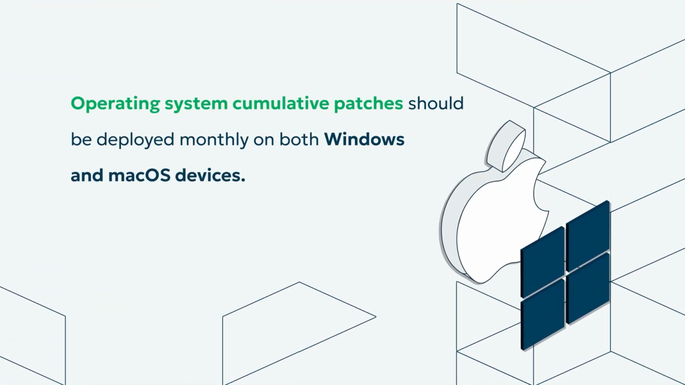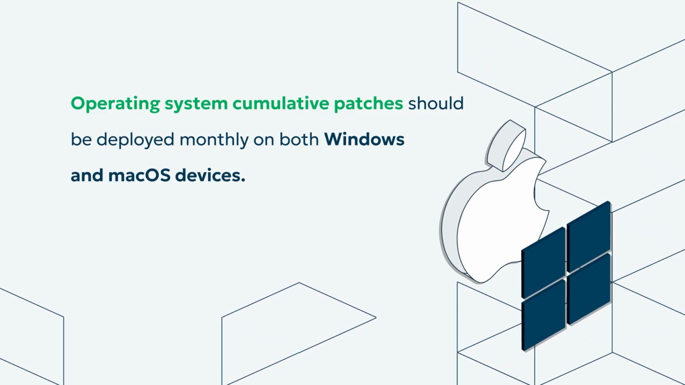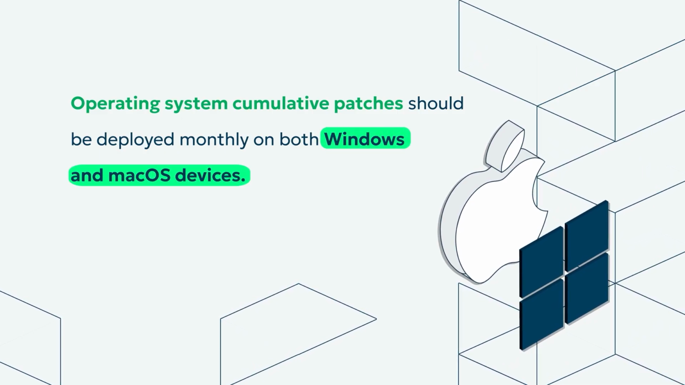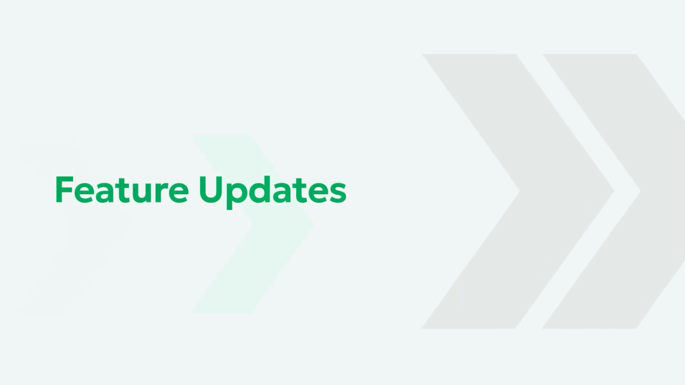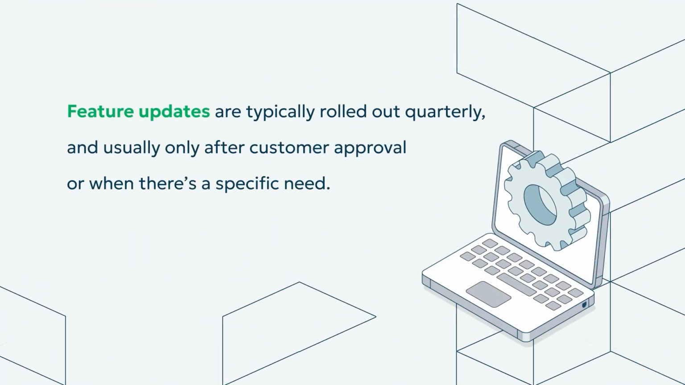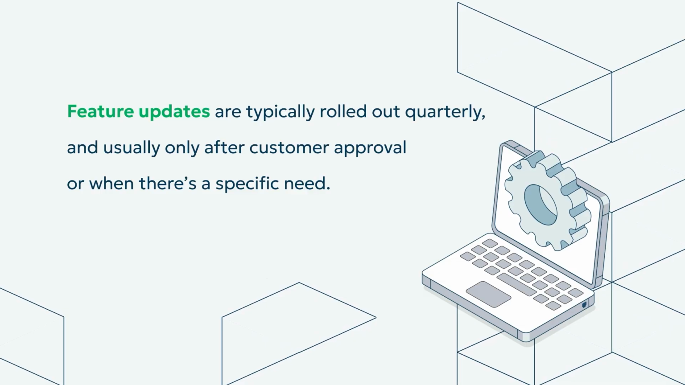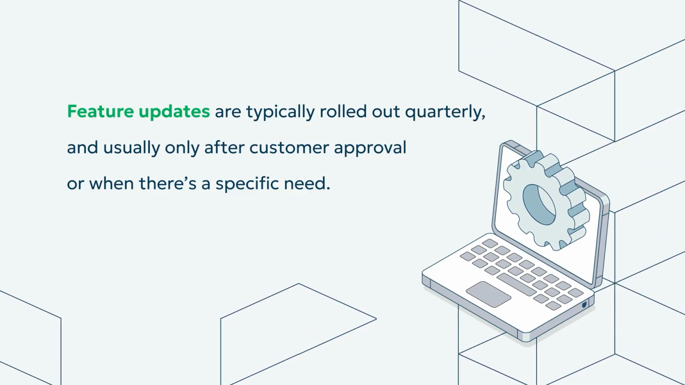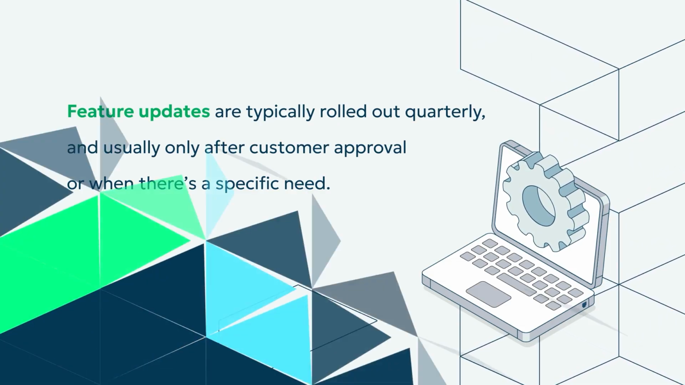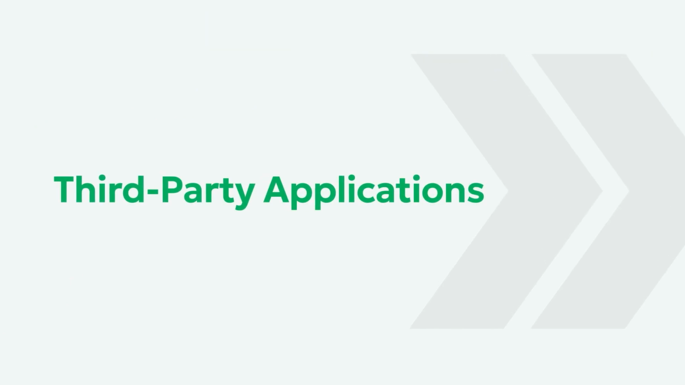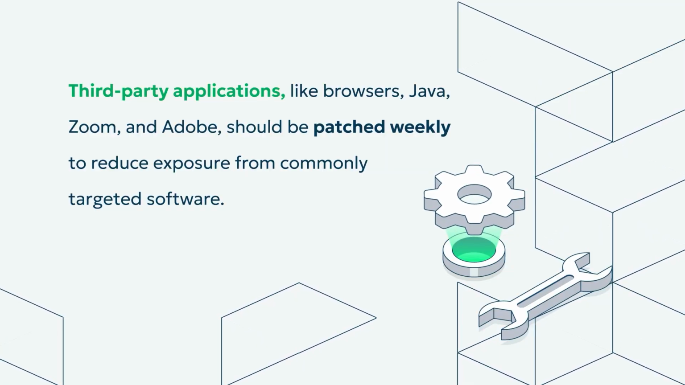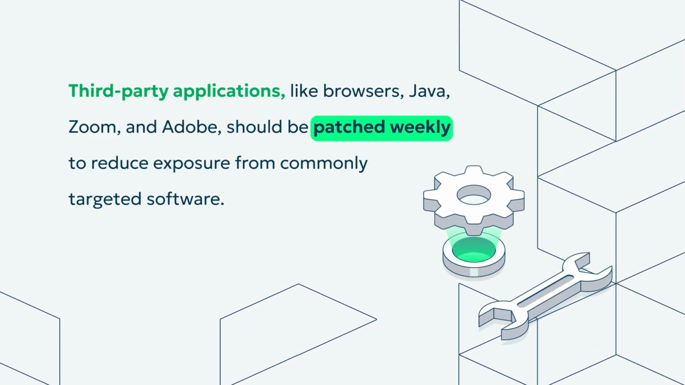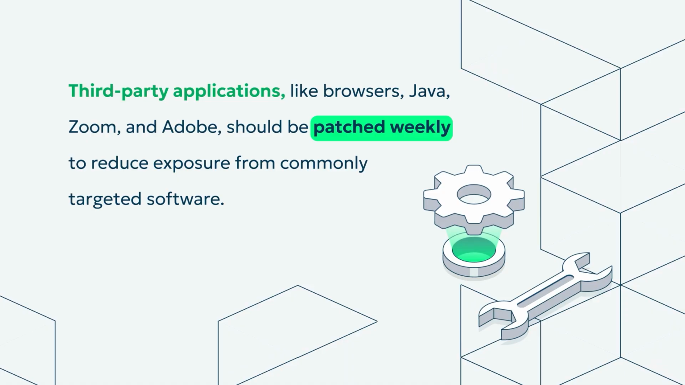Operating system cumulative patches should be deployed monthly on both Windows and macOS devices. Feature updates are typically rolled out quarterly, and usually only after customer approval or when there's a specific need. Third-party applications like browsers, Java, Zoom, and Adobe should be patched weekly to reduce exposure from commonly targeted software.